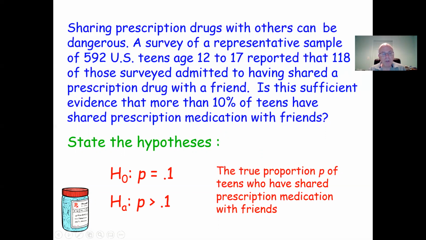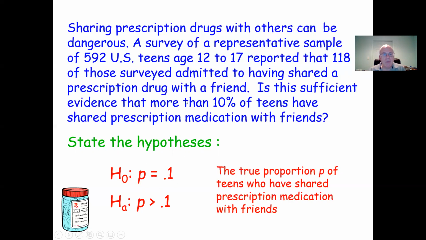So the null hypothesis is always an equal to. We write it H sub 0. We always put that colon there. And then we put our population parameter here. In this case, it's a proportion problem, so we use P. We always use equal to. And again, the problem is telling us 10%, 0.10 or 0.1 is our null hypothesis.